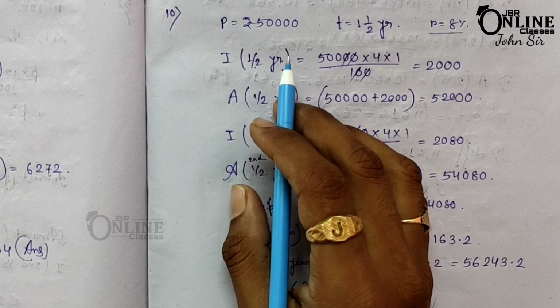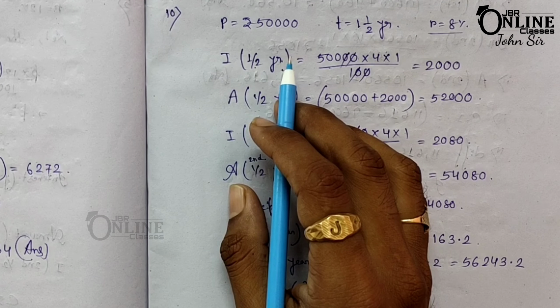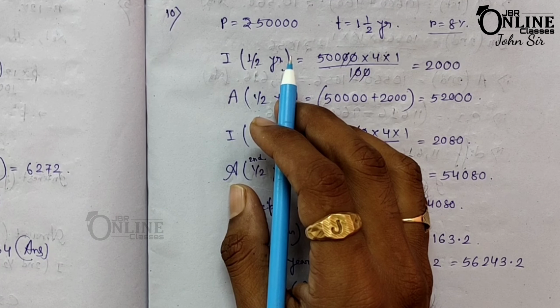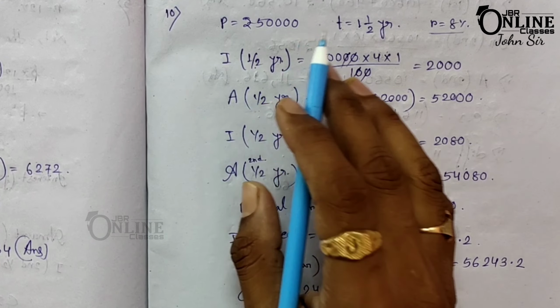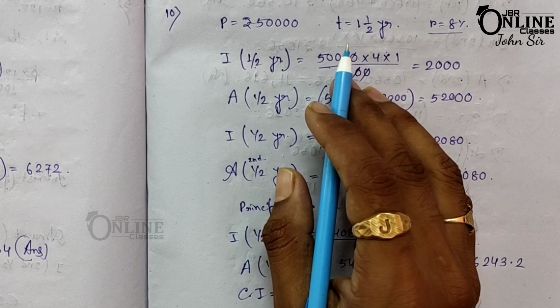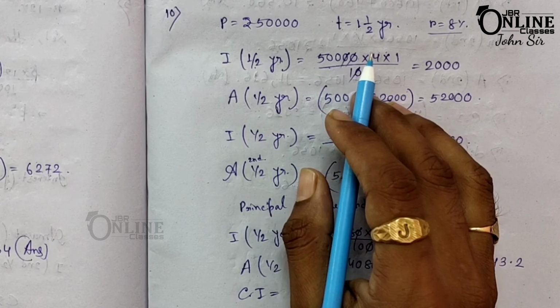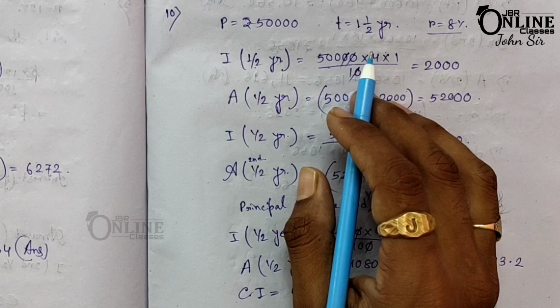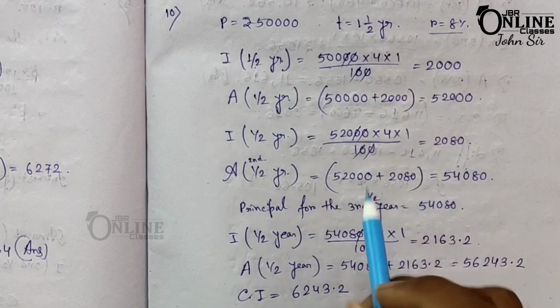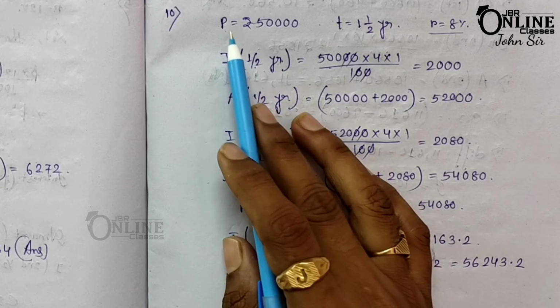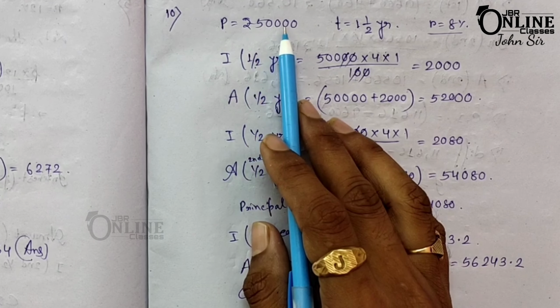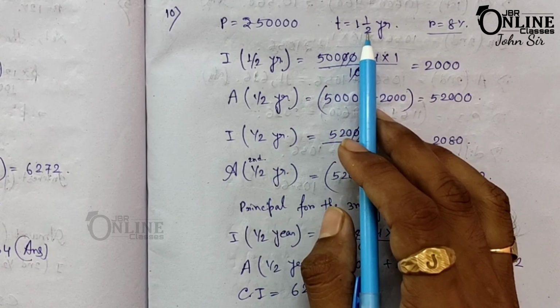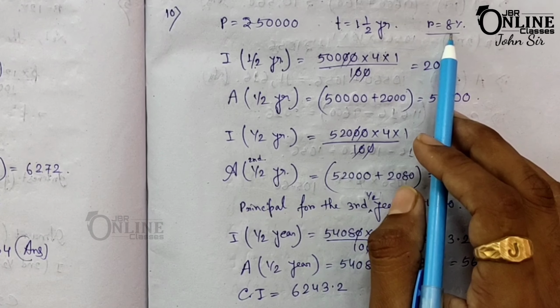Sum number 10. Find the amount and the compound interest for rupees 50,000 for one and a half years at 8% per annum. The interest being compounded semi-annually. Okay, so here principal equals 50,000, time equals one and a half years, and rate equals 8%.